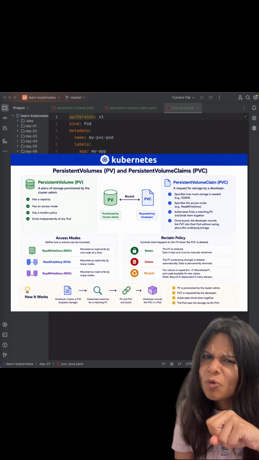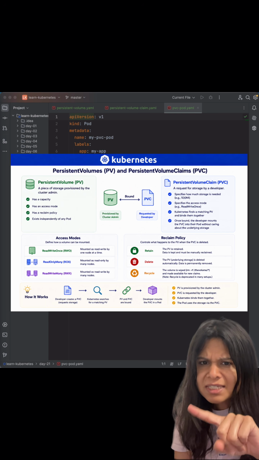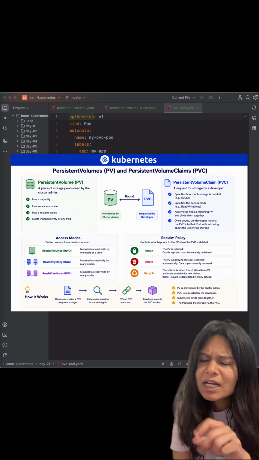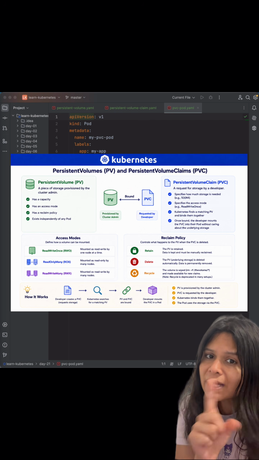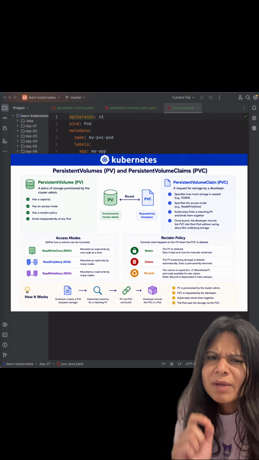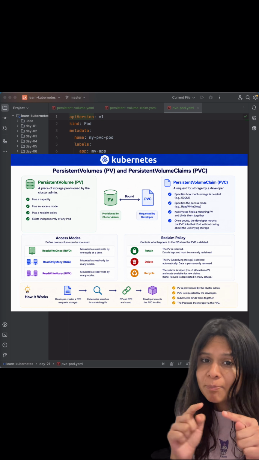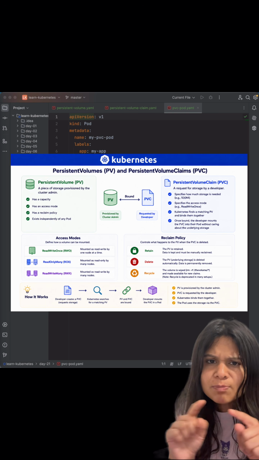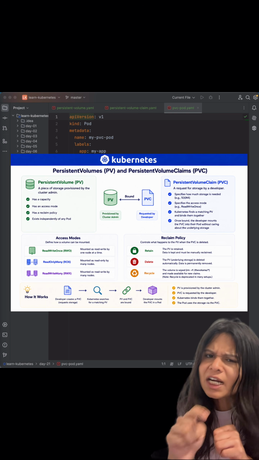A PersistentVolume, or PV, is a piece of storage provisioned by the cluster admin. It has capacity, access mode and reclaim policy. It exists independently of any pod. A PVC is a request for storage by the developer. It says I need 500 megabytes of storage with ReadWriteOnce access. Then Kubernetes finds the matching PV and binds them. Once bound, the developer mounts the PVC into their pod without caring about the underlying storage.